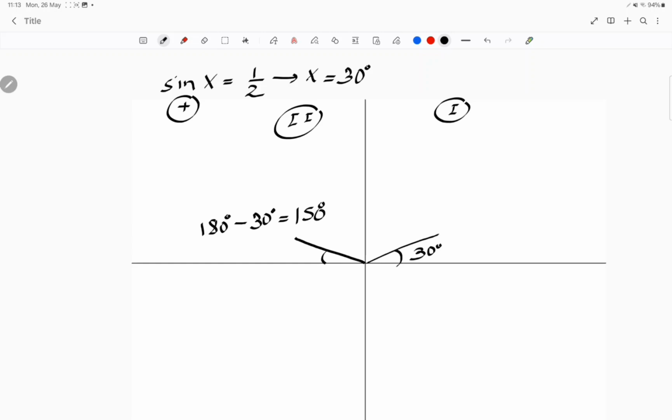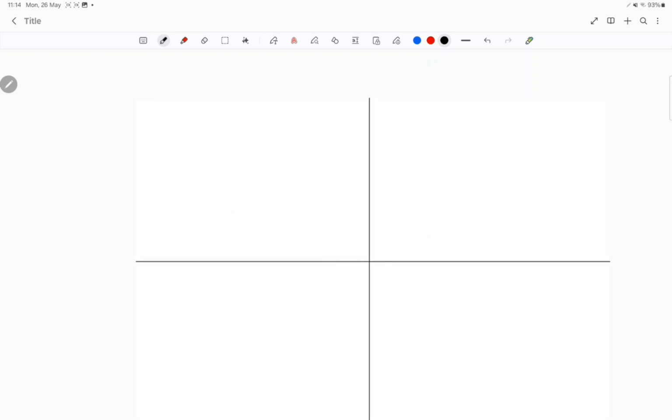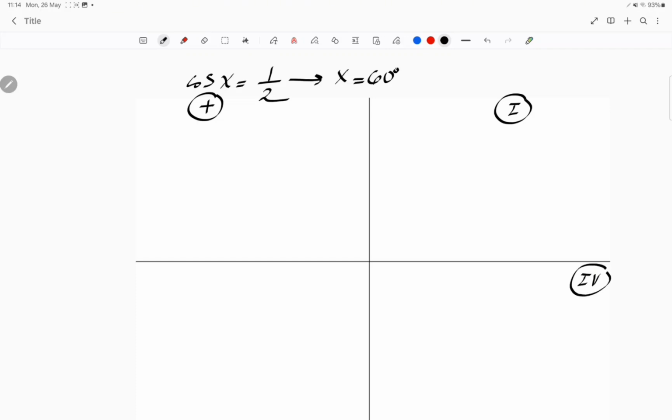Let's try now the cosine part. So now let's say that the cosine of x is equal to half. That means x will be 60. Now cosine here is positive, right? It's a positive half. It can be positive in two quadrants, in the first and also in the fourth. So it's going to be either 60 in the first, and in terms of the fourth, it's going to be 360 minus 60, which means it's going to be 300 degrees.